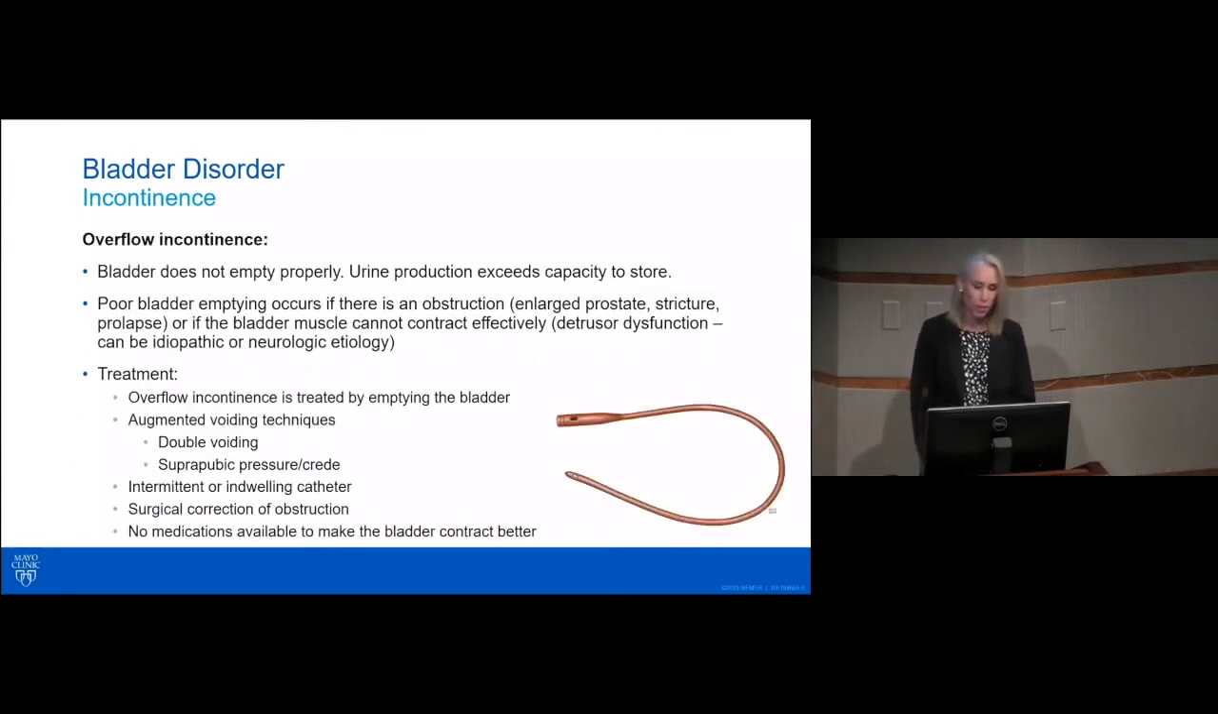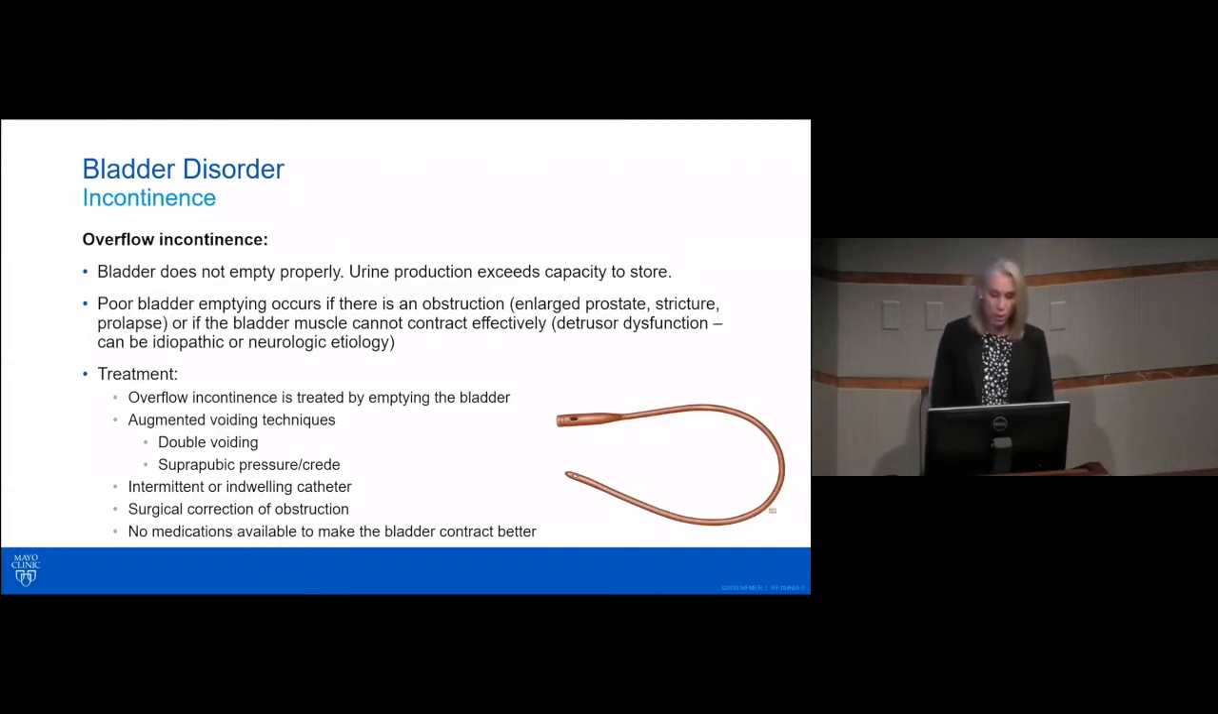Overflow incontinence is when the bladder does not empty properly. The urine production exceeds storage capacity. Poor bladder emptying occurs if there's an obstruction, those men with enlarged prostates, if there's history of urethral stricture, if there's prolapse in females, or if the bladder muscle itself cannot contract effectively, which is detrusor dysfunction, which can be idiopathic or neurologic in etiology.